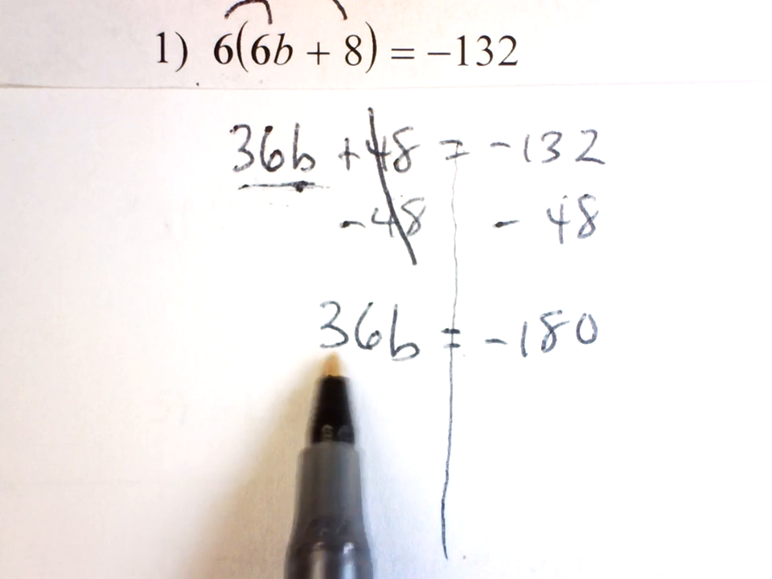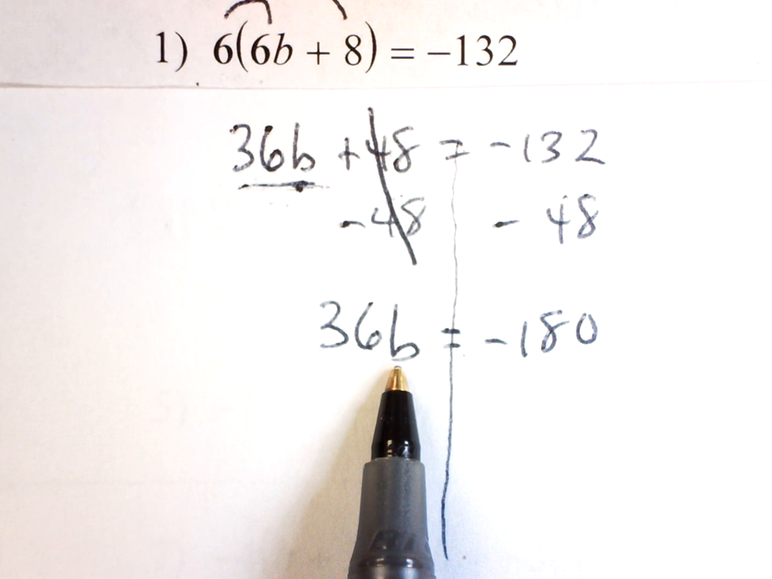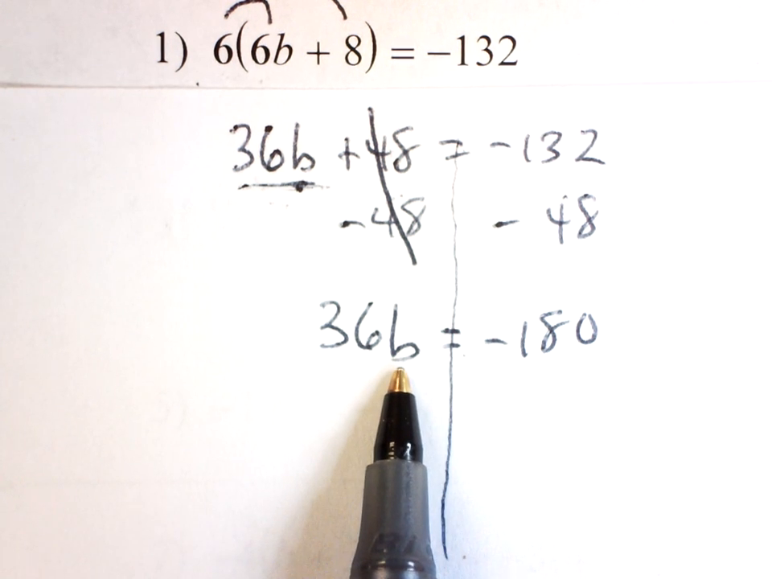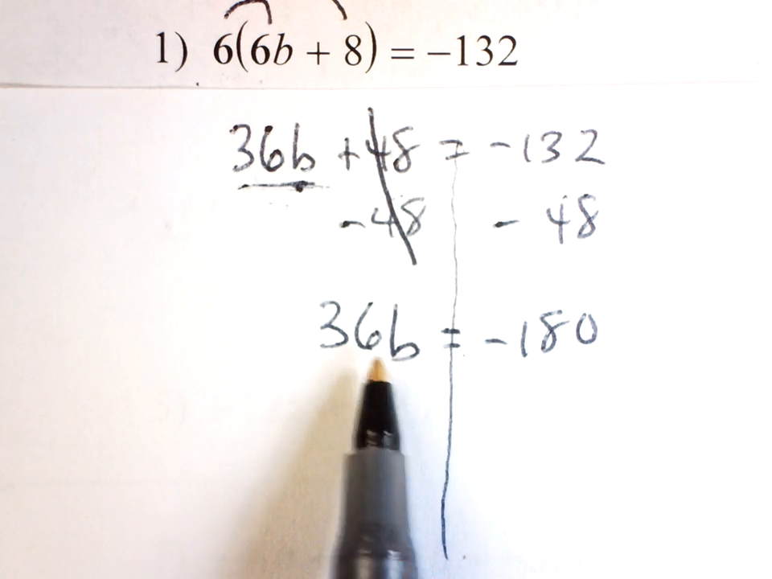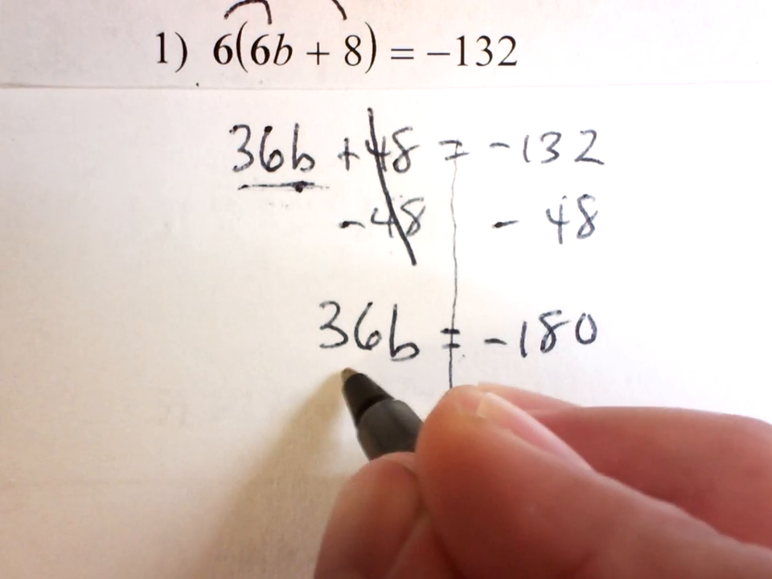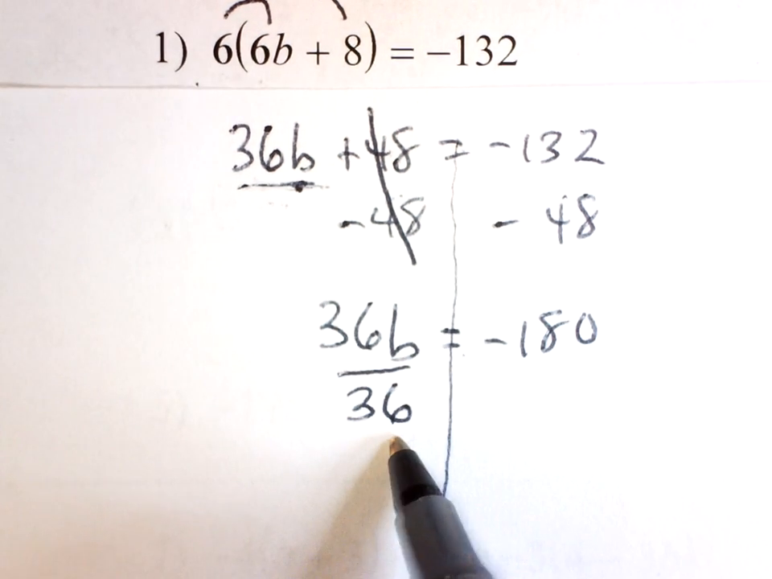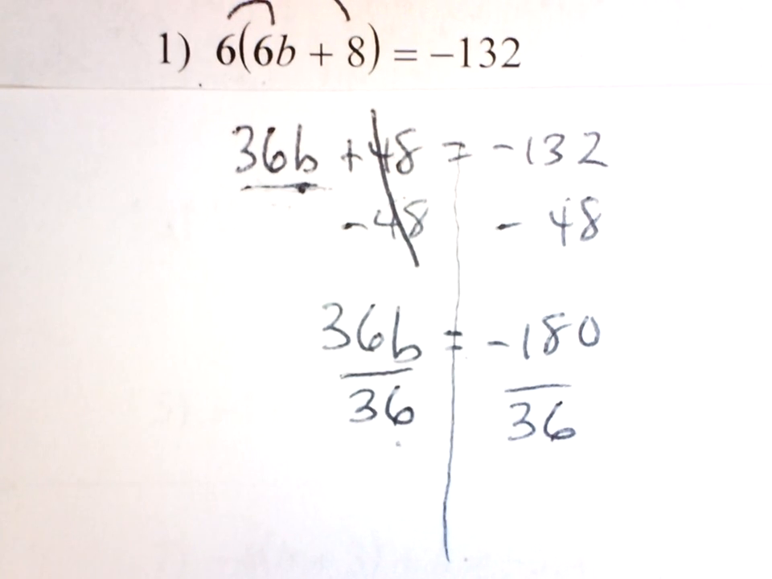This 36 is attached to the b. They're touching each other. Whenever that happens, that means multiplication. This 36 is multiplying the b. And to get a number off of a letter when it's being multiplied, I always do the opposite of multiplication, which is division. So if this is doing 36 times b, to get that 36 off of the b, I need to divide. And again, if I divide the left-hand side by 36, I must divide the right-hand side by 36. What I do to one side, I have to do to the other.